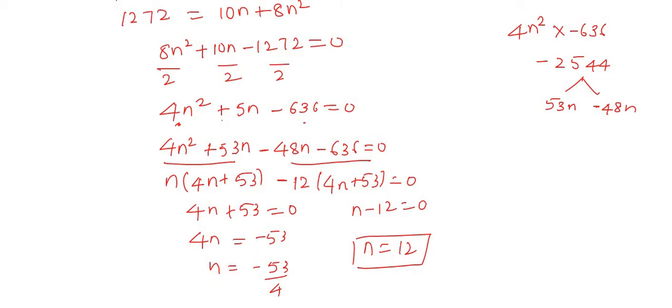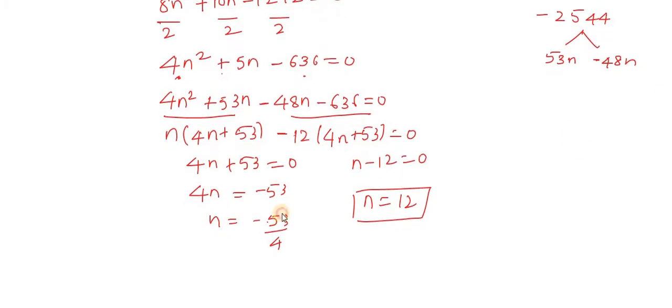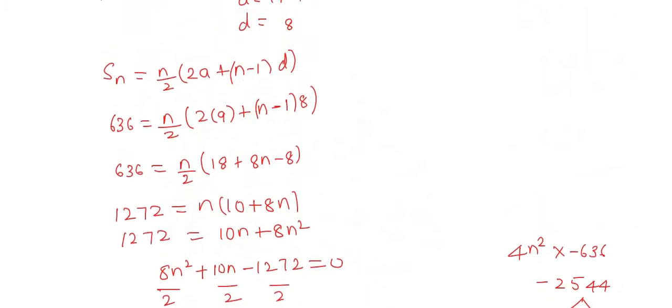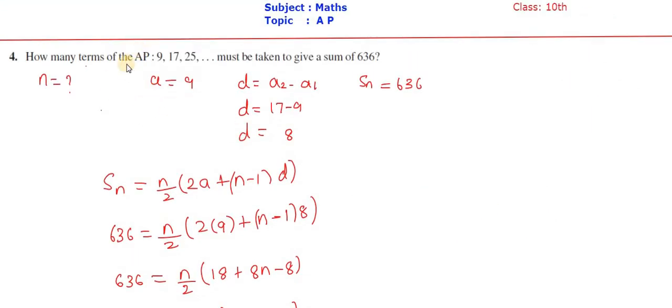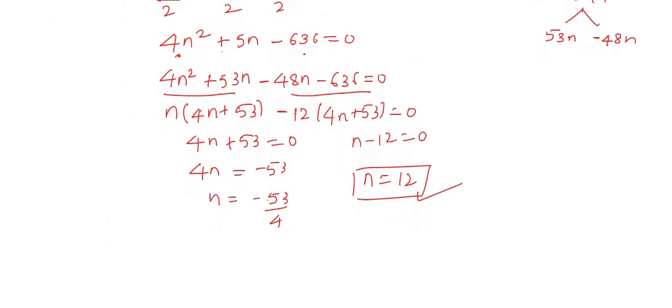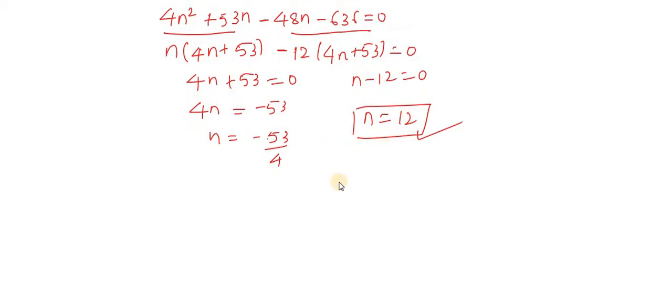So we know that n is not able to be negative, so we can take this as positive. Therefore, what is the question? See how long it is. How many terms of the AP 9, 17, 25 must make the given sum to 636? So n is equal to 12. So 12 terms of the AP make the sum 636. I hope all of you understood. Yes, we'll go for the next problem now.